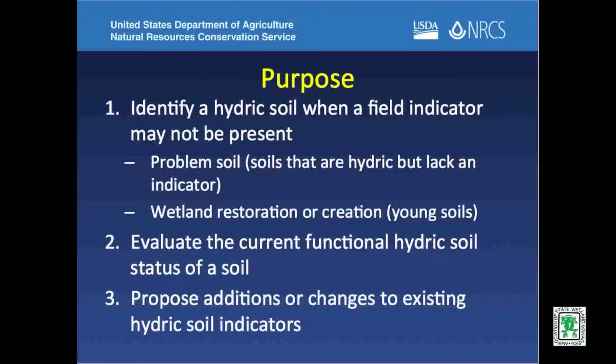So the purpose is to identify hydric soils when a field indicator may not be present. Obviously, it's easier to identify hydric soil out in the field if a field indicator is present, because you only need to go out there one time and identify it as hydric soil. But if you can't do that, this is a quantitative way of identifying that soil as hydric. The reason a field indicator may not be present is maybe it's a problem soil. Problem soils are soils that are hydric, but they lack an indicator because of some characteristic in the soil that suppresses the field indicators from forming.